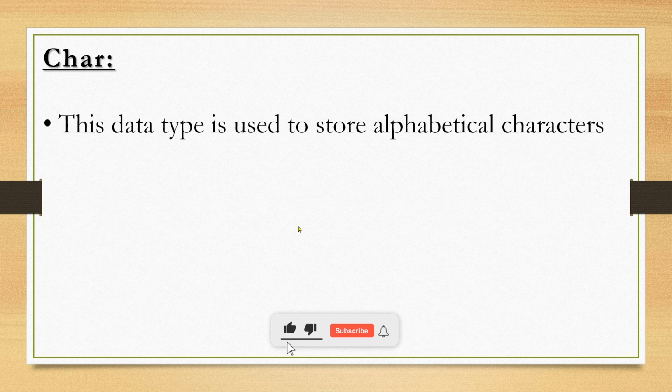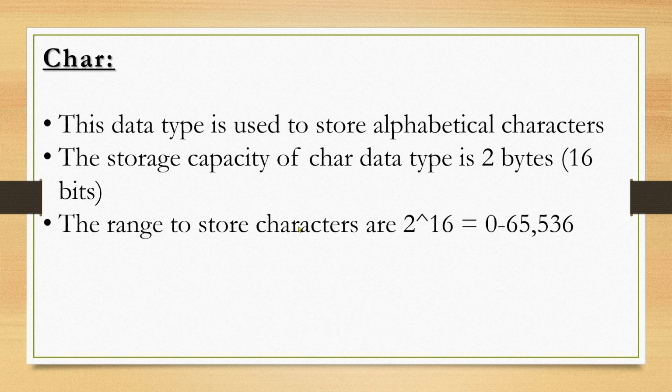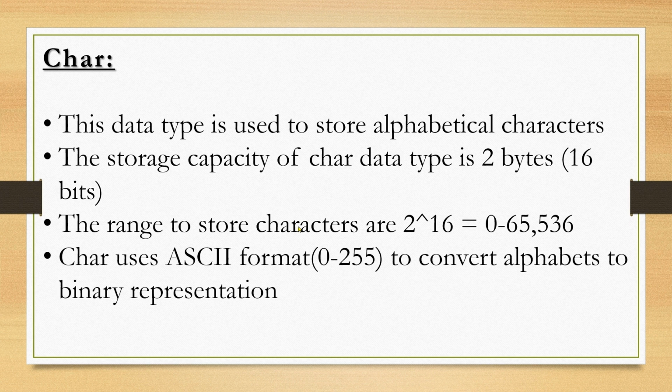Char. This data type is used to store alphabetical characters. The storage capacity of char data type is 2 bytes, which means 16 bits. The range to store characters is 2 power 16, which is 0 to 65,536. Char uses ASCII format, 0 to 255, to convert alphabets to binary representation. Syntax is char space varname.